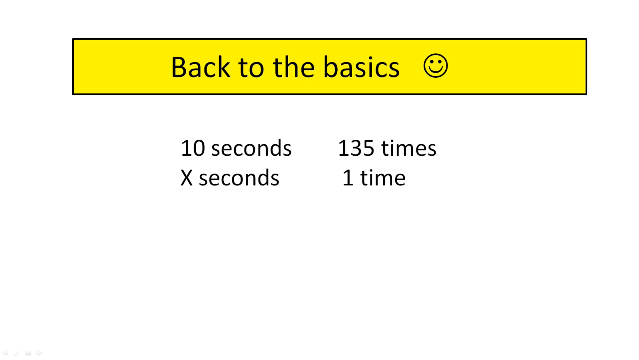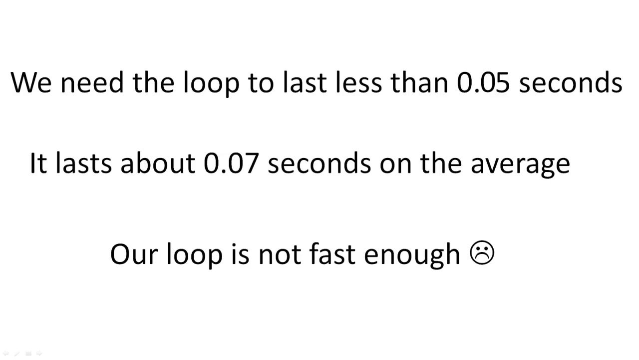The value of the variable called count is equal to 135. Therefore, the loop was executed 135 times within these 10 seconds. How many seconds does it take for one execution of the loop? Well, it follows that each execution of the loop takes about 0.07 seconds. Apparently, the loop is not fast enough for our program to work as we want it to.